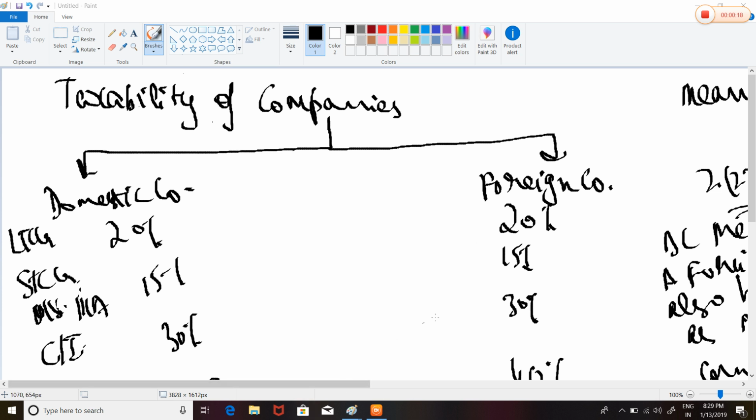Now let's start. First topic for today: taxability of companies. In today's topics, all the miscellaneous points of the basics of income tax will be taken up. We have two types of companies: one is domestic company and the other is foreign company, as per Income Tax Act 1961.